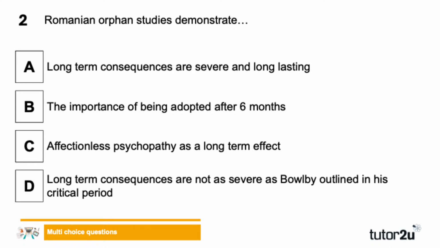Okay, so remaining orphan studies demonstrate which of the following? Now, really think about this before you jump in with your answer. Is it A, that long-term consequences are severe and they're long-lasting? B, the importance of being adopted after 6 months. So it demonstrates the importance of being adopted after the 6-month period. C, affectionless psychopathy as a long-term effect. So this is something that came from Romanian orphan studies. Or is it D, that long-term consequences aren't actually as severe as what Bowlby outlined in his critical periods? Another really, really difficult one, this one.